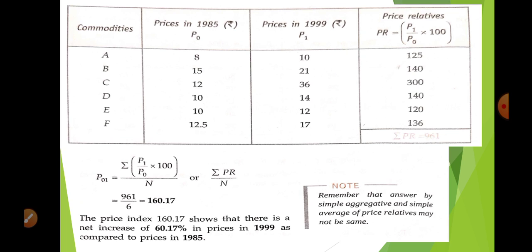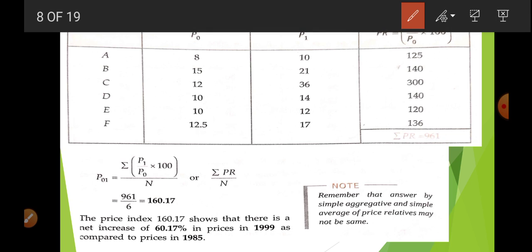Okay. Here you can see this is your current year. This is your base year. And here we are going to calculate PR. How? By P1 upon P0 multiplied by 100. This is the equation. So it will be 10 upon 8 multiplied by 100. Okay. So when we are going to divide it, 8, 10.